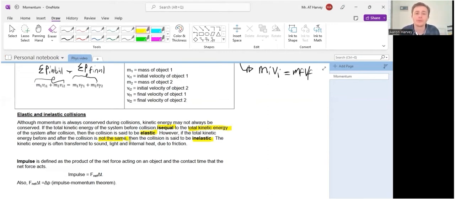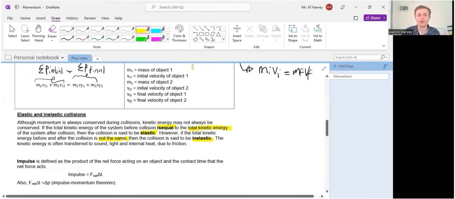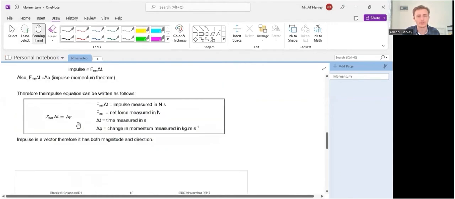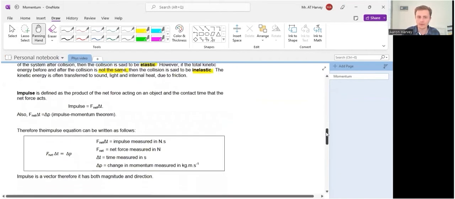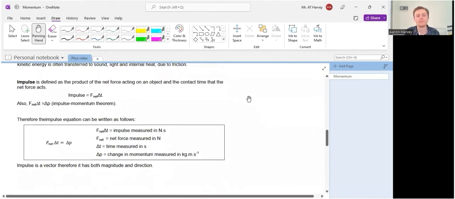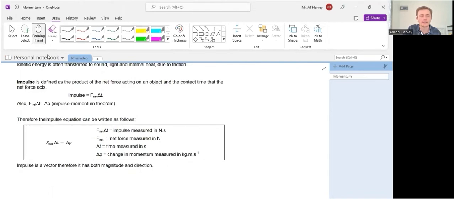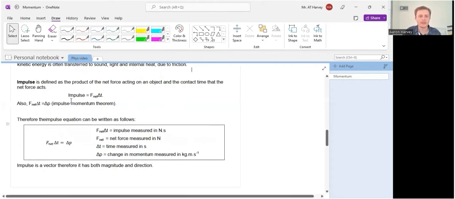But now that I'm done with my little diatribe, let's move on to our next section, which is impulse. Impulse is a branch of momentum, and impulse can be defined as the product of the net force acting on an object and the contact time that that net force acts. So as we can see, there's a very nice formula over there. Impulse is equal to F net delta t.